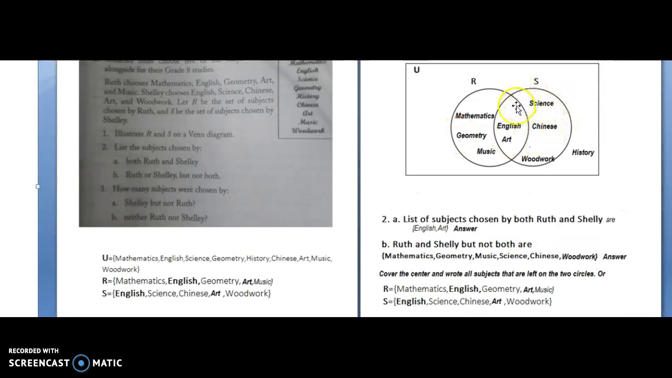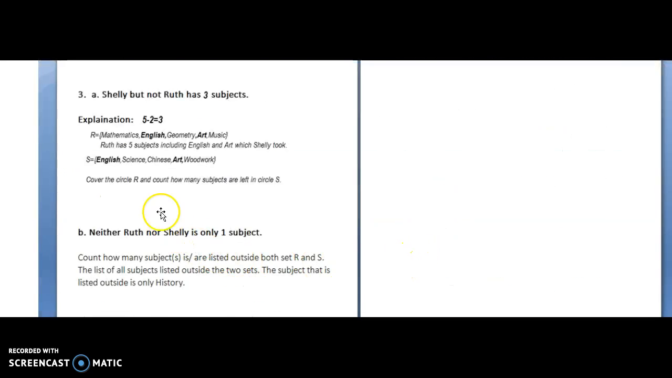So Shelley took 5 subjects. So subtract 2, which are English and art. So Shelley has only 1, 2, 3. Or cover Ruth here, because it says not Ruth. Cover the circle R, and then what are left are science, Chinese, and woodwork. That is your answer. Shelley has 3 subjects. Shelley, but not Ruth. 5 minus 2 equals 3.